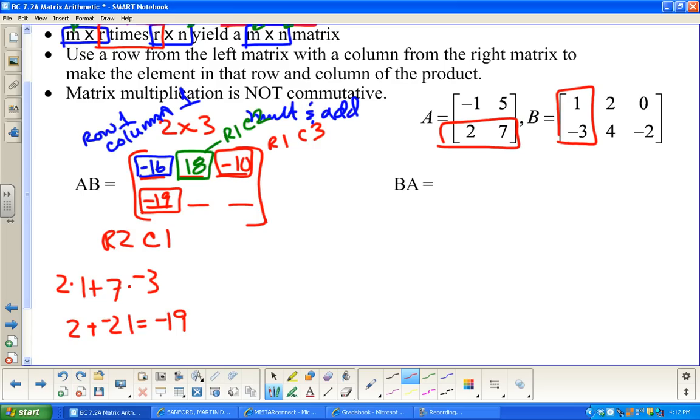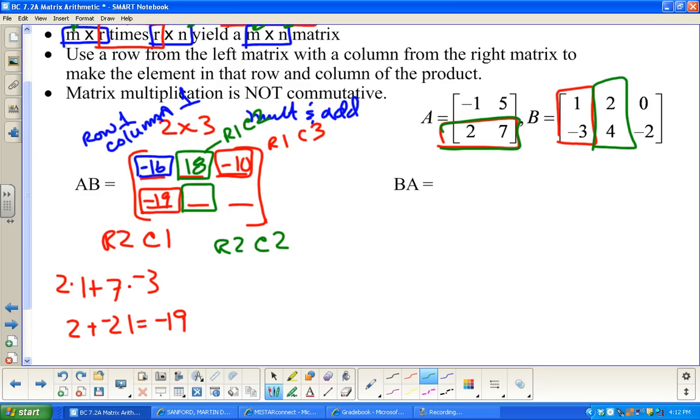Okay, and you don't need to box all these numbers in here. I'm just doing that so I can keep track of what's going on and you can follow what I'm doing without seeing my hand actually in front of the screen. Okay, so this will be row 2, column 2. So I'm going to use row 2, column 2.